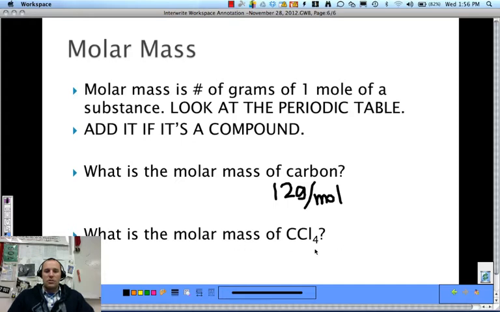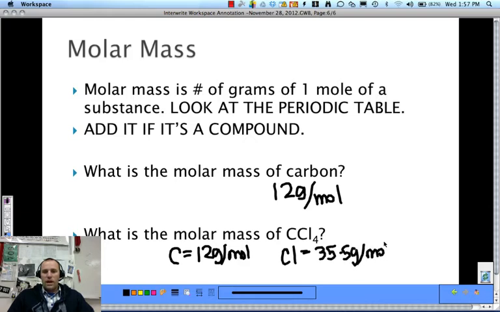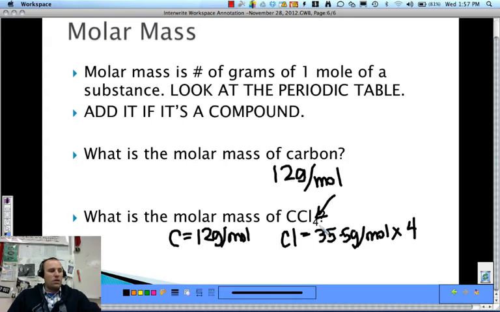What's the molar mass of carbon tetrachloride? Well, here's where you have to add it up. Carbon is equal to 12 grams per mole. Chlorine is equal to 35.5 grams per mole, but notice we have 4 chlorines. So we got to multiply that by 4 and then add up the total. So 35.5 times 4 plus 12 is equal to 154 grams per mole. This is the molar mass for carbon tetrachloride, CCl4. So it's as simple as that. You just look at the numbers on the periodic table, and that'll give you the mass of 1 mole.